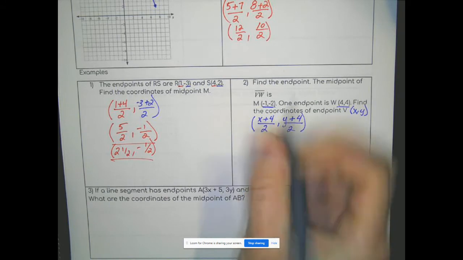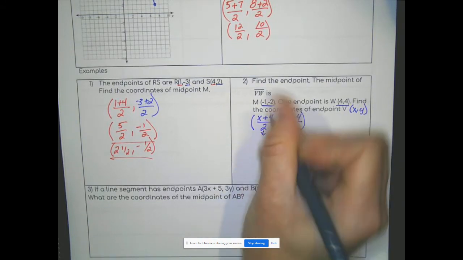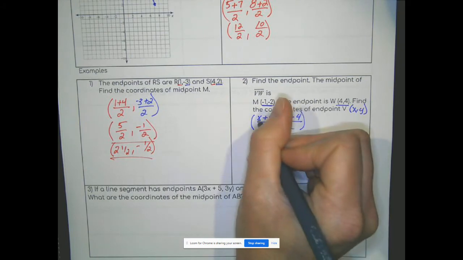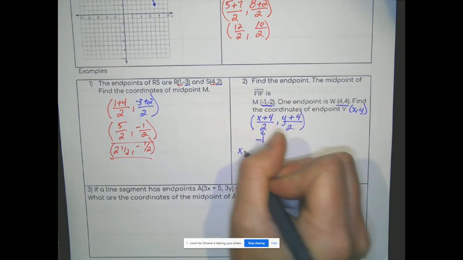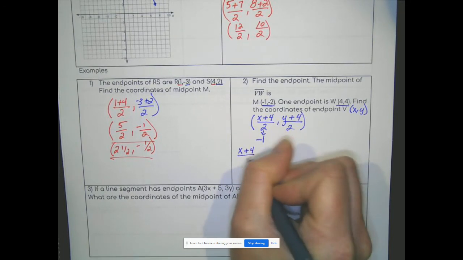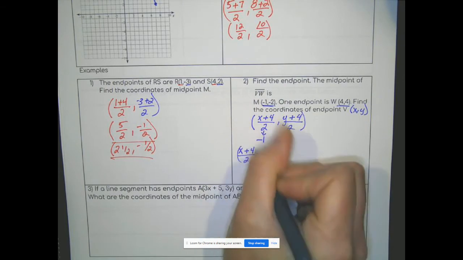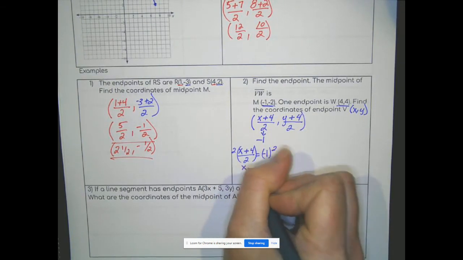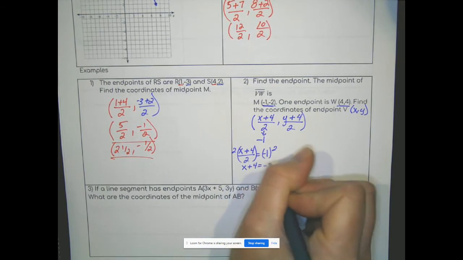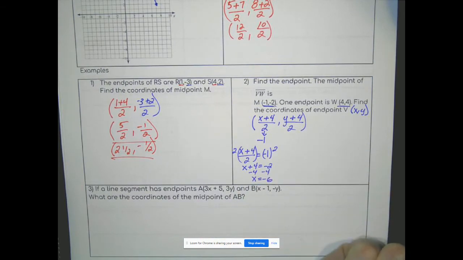Okay. What's interesting about this is I know what this is equal to. I know that when I take my x value and add 4 and divide by 2, I get negative 1. So I'm going to set this up as an equation. It's going to be x plus 4 divided by 2 is equal to negative 1. So I multiply each side by 2. That's going to be x plus 4 is equal to negative 2. Subtract 4, x is equal to negative 6.